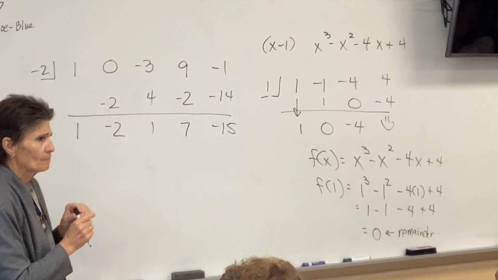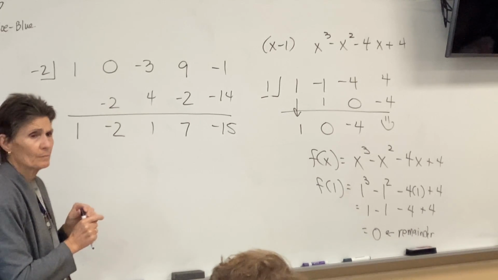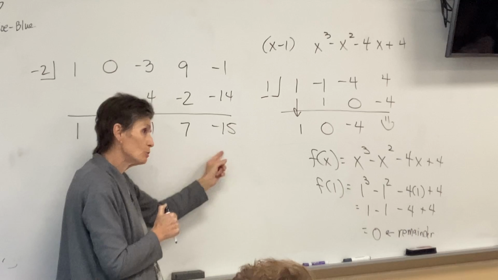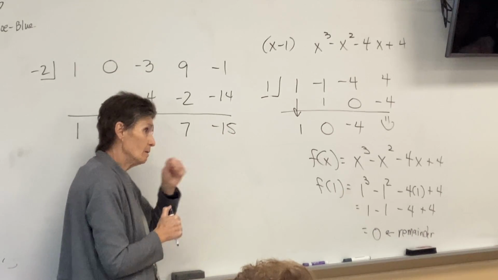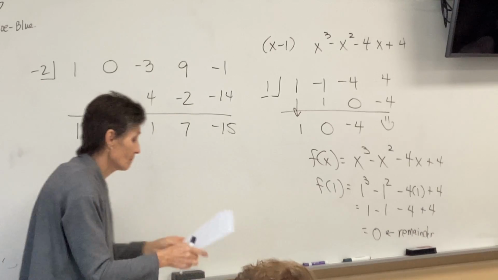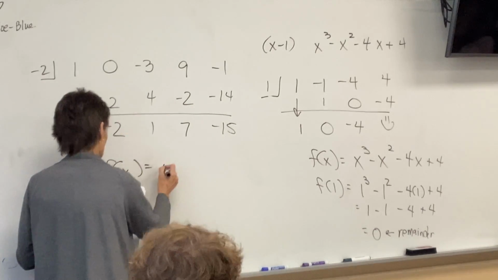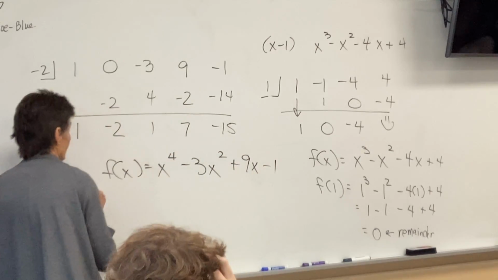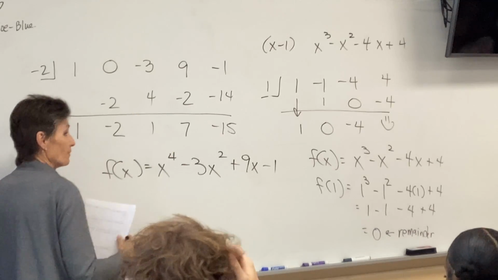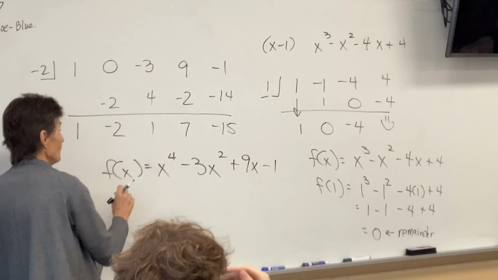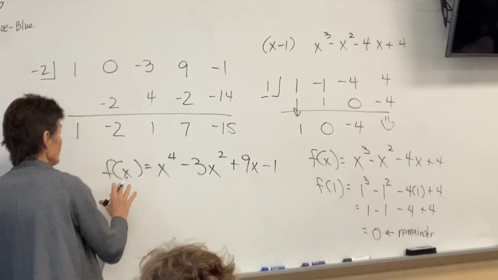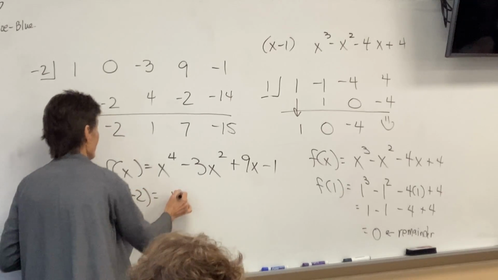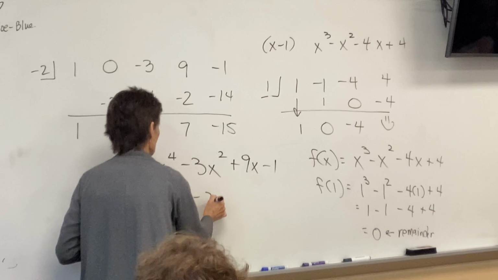Is it a factor? No. Why not? Because you have a remainder. If it's a factor, that right there will turn out to be 0. And it didn't. Using my other little trick called the factor remainder theorem I was talking about a minute ago, I want to plug in negative 2. You don't have to do this with me, but I just want to show you what's going to happen.